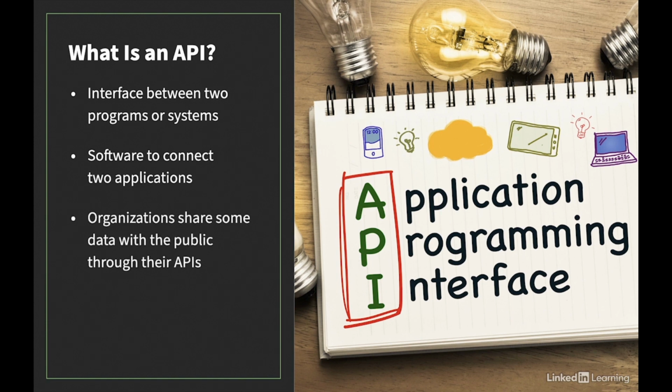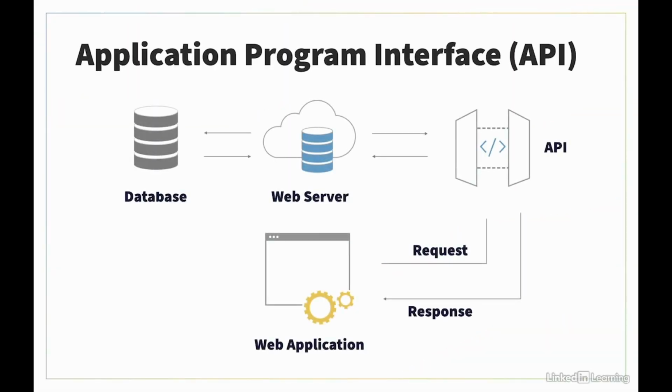When an organization decides to make some data publicly available, they publish it in the form of endpoints so that it is available for others to pull that data. Now, let's take a look at this simple diagram to get a better understanding. Here, there is a lot of communication going on between the database and the web server. Then, between the web server and the API. And finally, between the API and the web application by means of the internet.